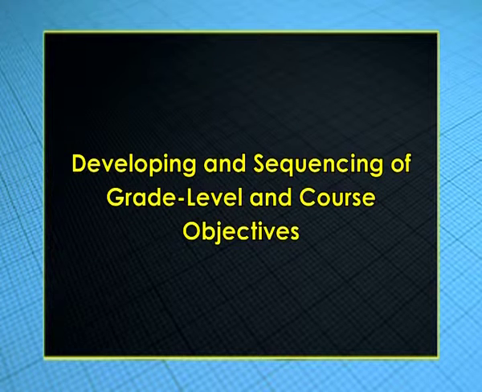Third, developing and sequencing of grade level and course objectives. If the philosophy and goals of a curriculum represent the guiding principles of the curriculum, then the grade level and course objectives represent the core of the curriculum. The specific grade level and course objectives include clear expectations for what each learner is expected to know and be able to do and how it will be measured. The committee should consider several key questions to identify, select, write and sequence objectives.